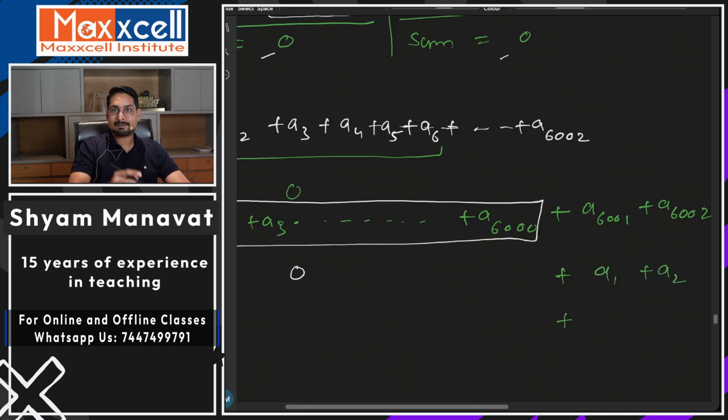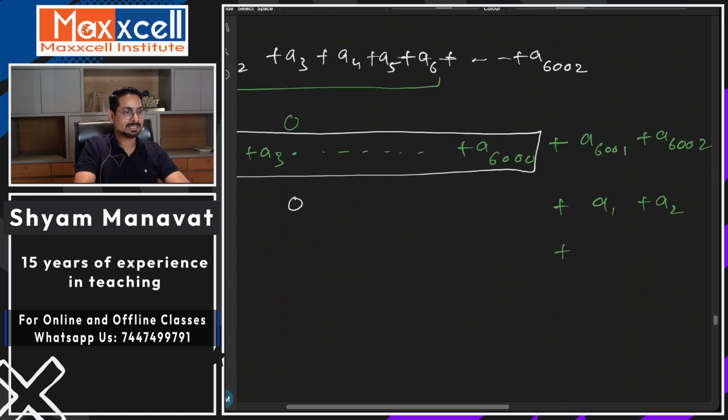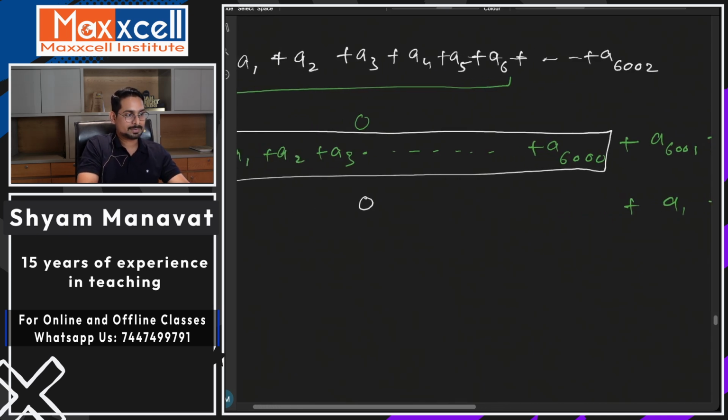Why am I saying that? Because after this the cycle repeats. After this becomes 0, again the next term will be equal to A1 and the next term is going to be A2, right? So here that means I can say all this sum till the term 6002 for this particular sequence is nothing but A1 plus A2.